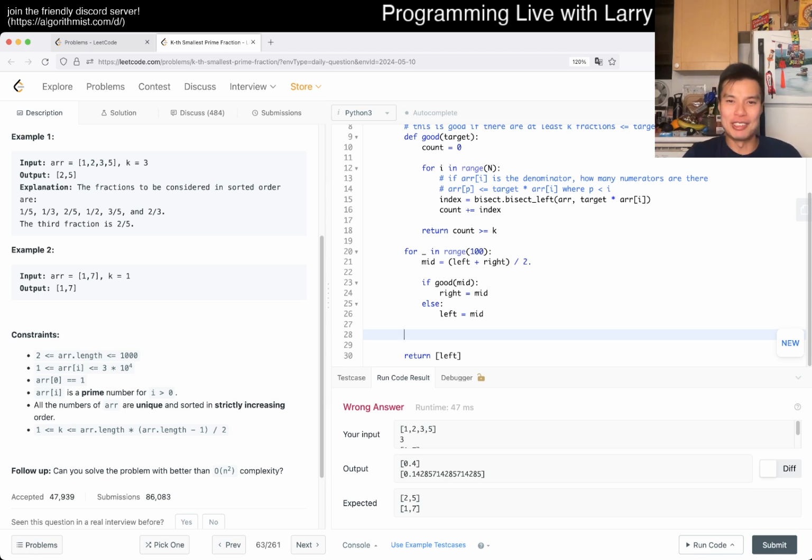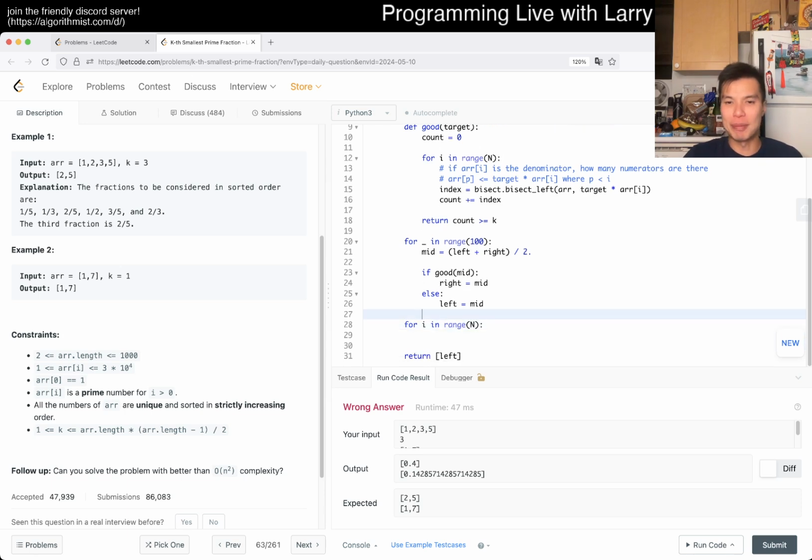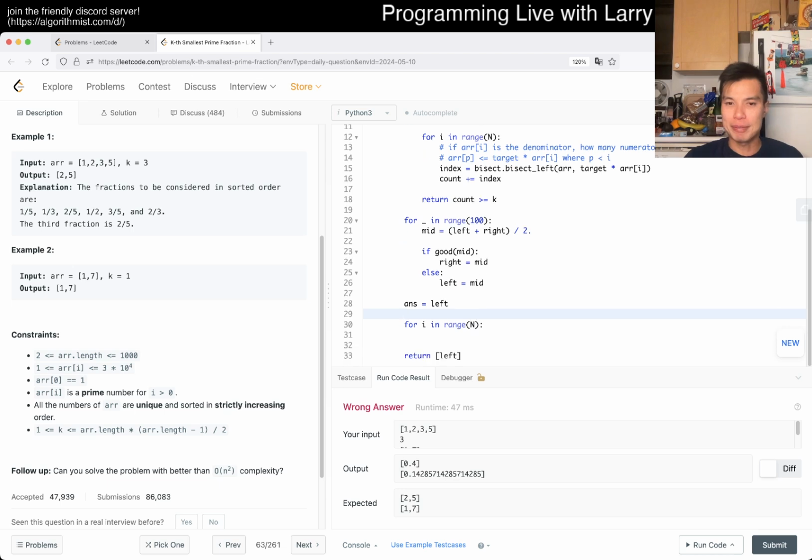I guess we can just do a new thing, right? So now we're looking for, so left is going to be the answer, right? Or maybe we just do this, right? So now we want the answer times array sub I, because we're testing it for each number. If this is the denominator, what is the numerator? Same thing that we have here. So now what is the numerator if this is the case? Well, we just bisect, bisect left again, right?